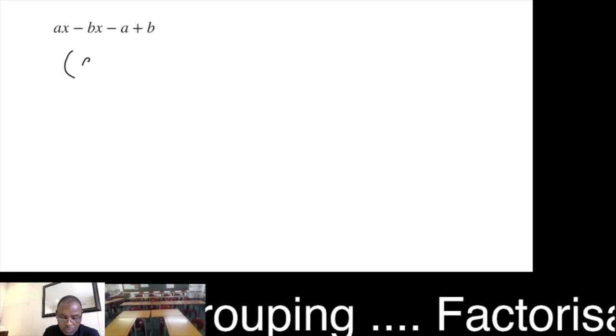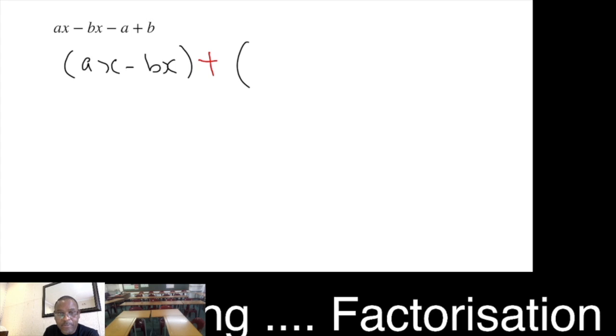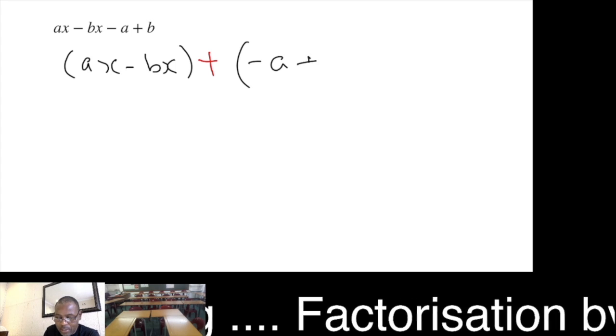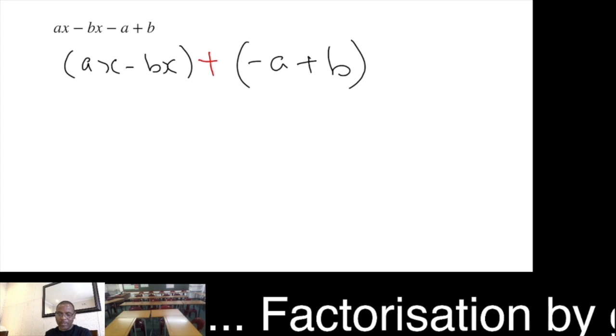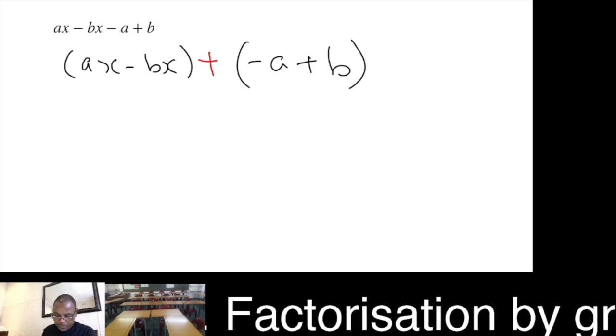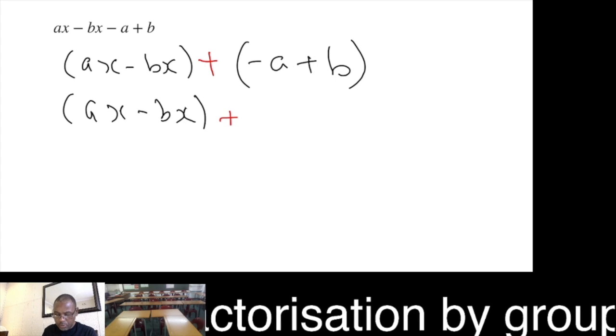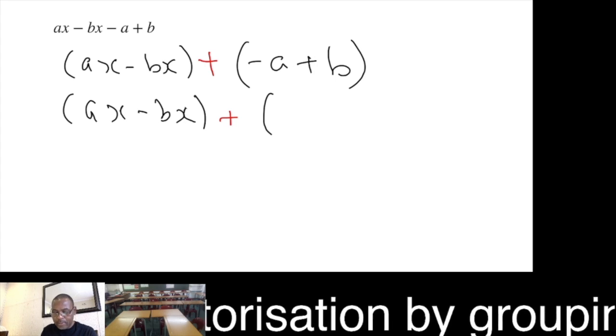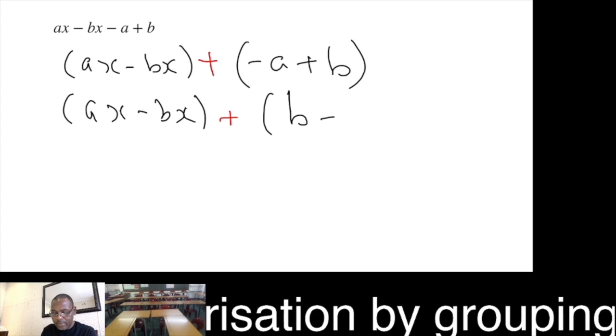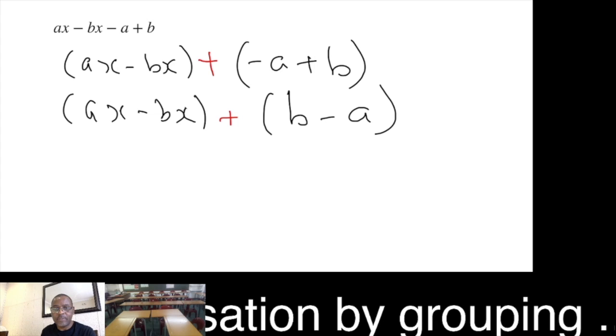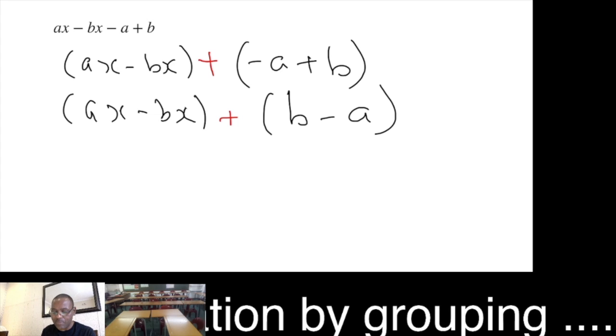Let's look at this one here. For this one, we're going to group ax minus bx together. Remember, this must always be a plus sign. Then I'm going to copy inside the other bracket everything as it is, the minus a plus b. Okay, so that's minus a plus b. This can be understood this way. If I write this as b minus a, that would be fine. So minus a plus b means exactly the same thing as b minus a.